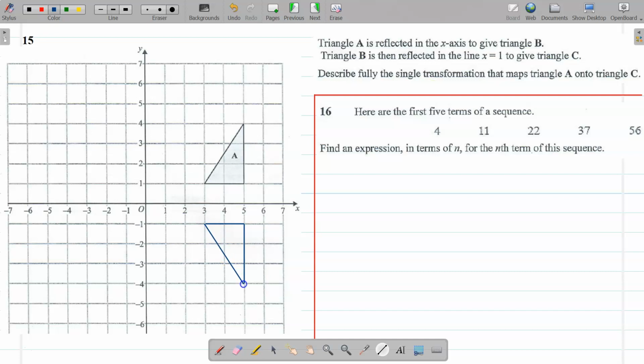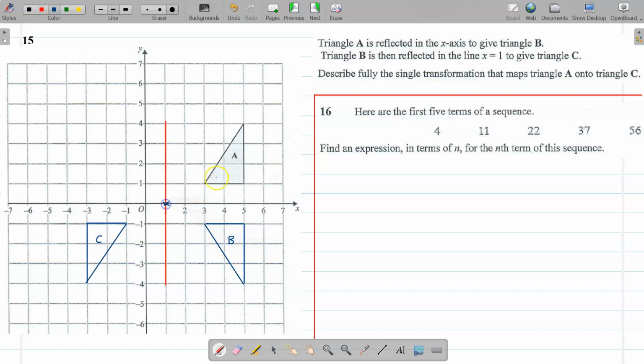Having got triangle B, we've got to reflect that in the line x equals 1. Now the line x equals 1 is a vertical line through the x-axis at 1. So it's that line there. And we've got to reflect it to get the triangle C. So the triangle C is going to be over here like this, and that's triangle C.